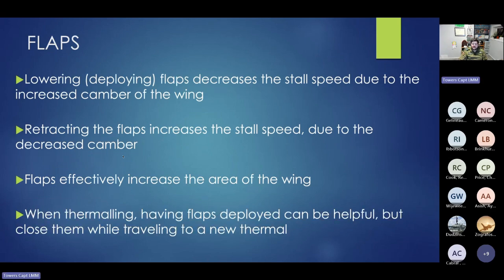So flaps, when you deploy the flaps, it decreases the stall speed due to the increased camber of the wing. And retracting the flaps increases the stall speed due to the decreased camber of the wing. So flaps effectively increase the area of the wing.